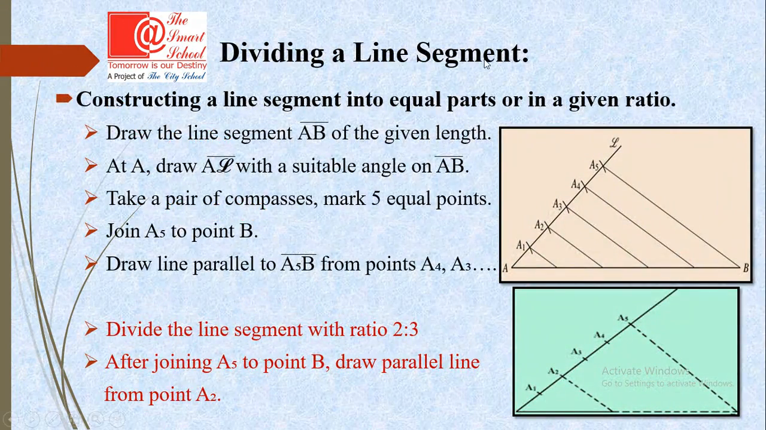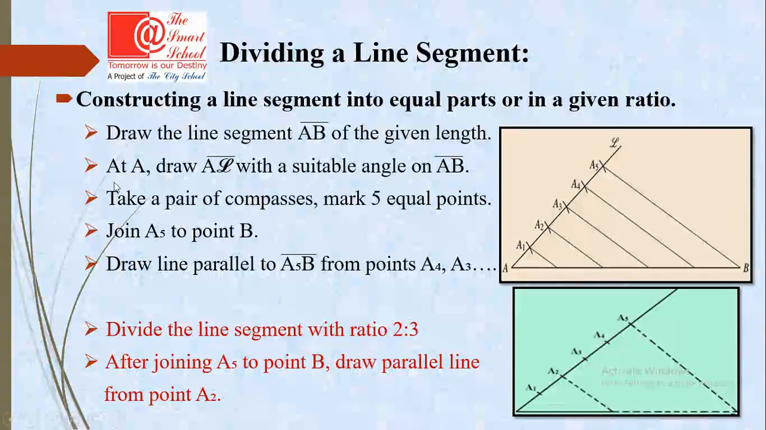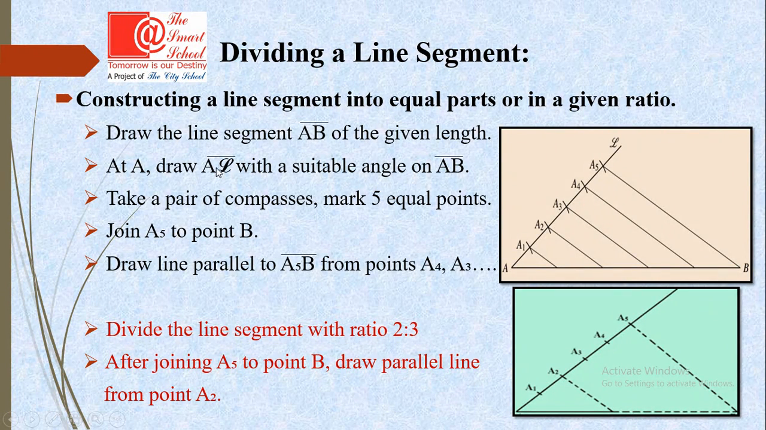Now dividing a line segment. Constructing a line segment into equal parts or in a given ratio. Now draw the line segment AB of the given length. You can see AB and you can draw according to the given measurement. And at A, draw AL with a suitable angle on AB. So draw an angle over here, AL, and this is angle. It can be 60 degree, it can be 50 degree or 45, whatever you like, you can draw.